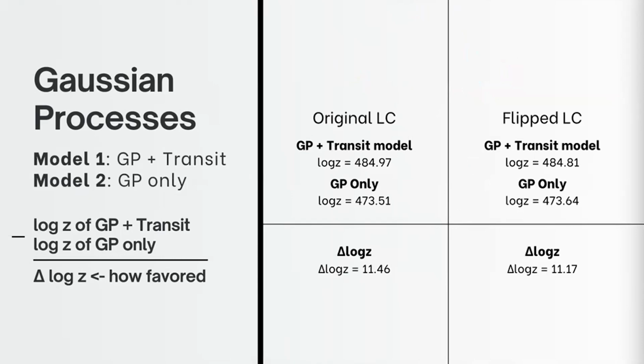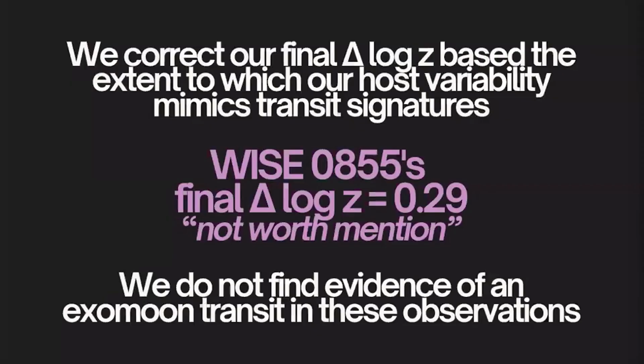So in other words, this flipped light curve's delta log z is really serving as a correction factor for us. Rather than a final delta log z of 11.46, we really have to subtract off this correction factor. That means our final delta log z is actually close to 0. So there is not evidence for a moon in these observations.